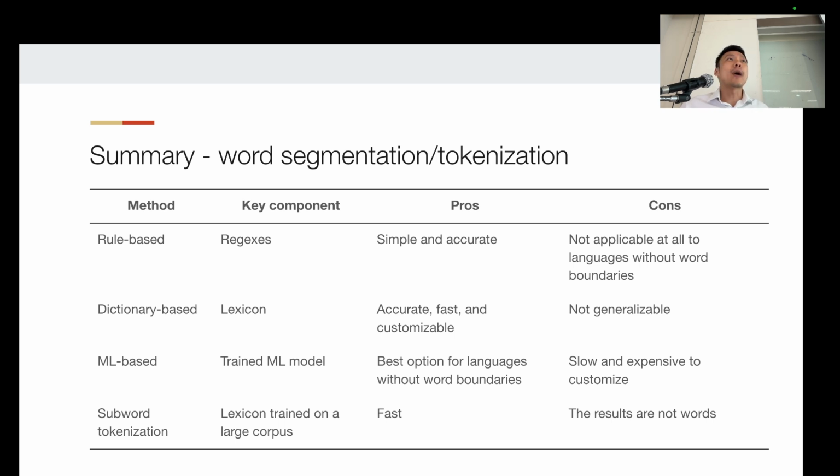And lastly, we have subword tokenization, which needs a lexicon, but we can train it quite fast on the corpus. And it's super fast, but the results are not always words, but sometimes we want to analyze words.